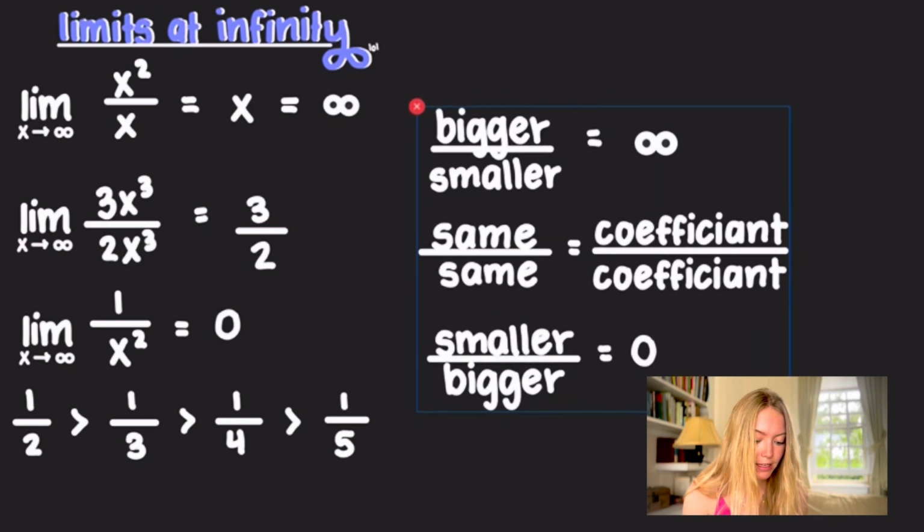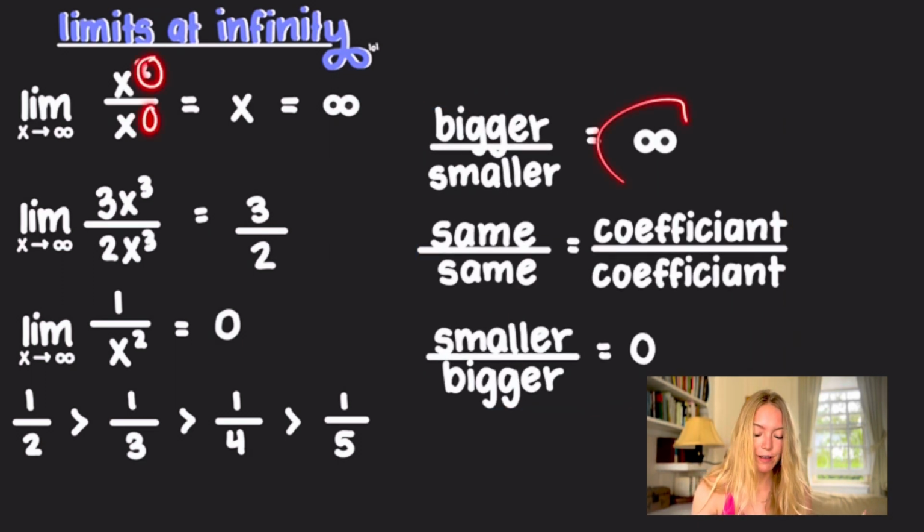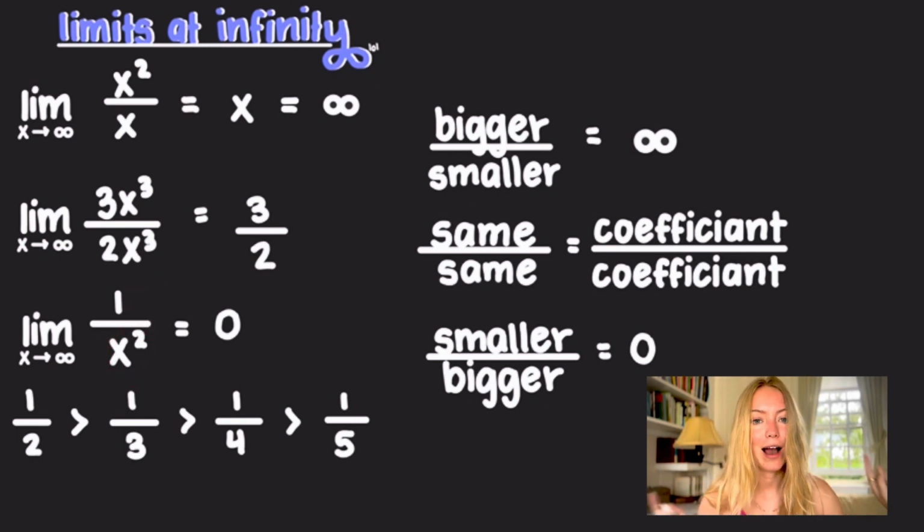So you need to memorize bigger over smaller is going to be infinity. The same over the same are just going to be equal to the coefficients, and smaller over bigger is going to be equal to 0. Now let's put it into action.